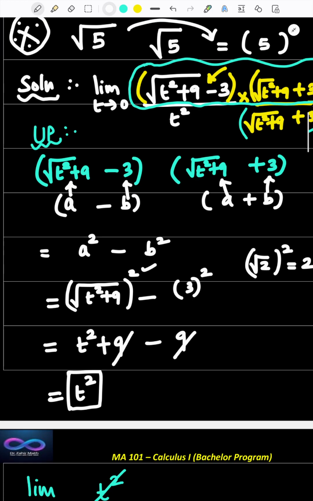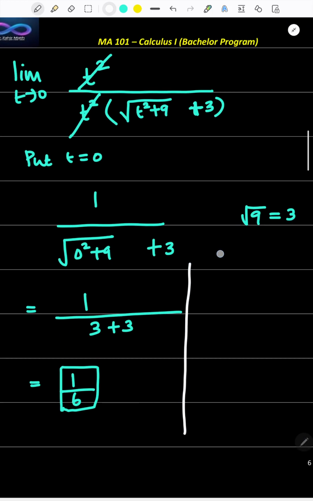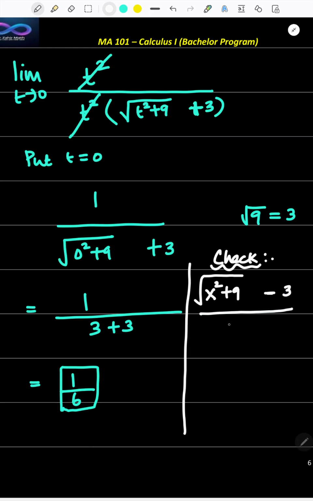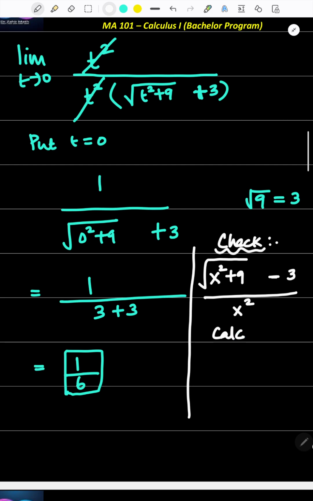The variable t is not available in the calculator, so please type x instead. Type the square root of x square plus 9, careful, and then minus 3 which is outside the square root, divided by x square, right? Please press the button CALC. Then you give x is equal to 0.